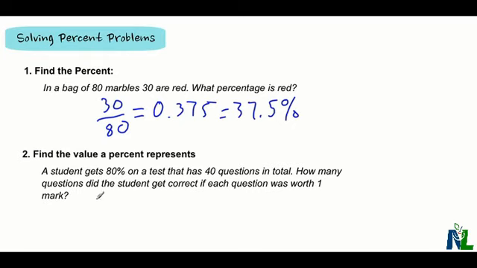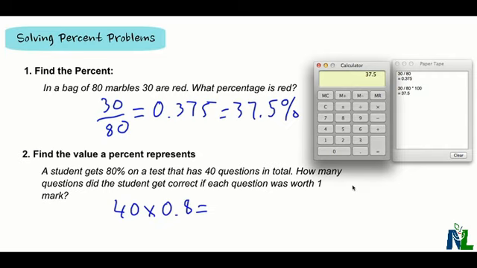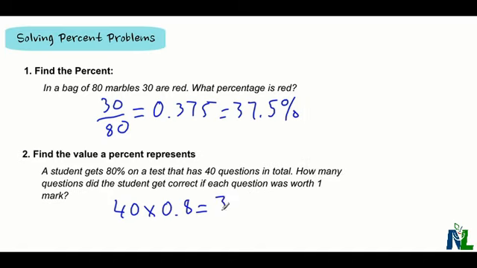In the second example here, you're looking to get the value a percent represents. So if a student gets 80% on a test with 40 questions on the test, where each question is worth 1 mark, how many did he get correct? So you would have to multiply 40 times 80%, or 40 times 0.8, to get that answer. So here, I'll get my calculator again. I have 40 times 0.8, and I get 32. So that student must have gotten 32 questions correct.